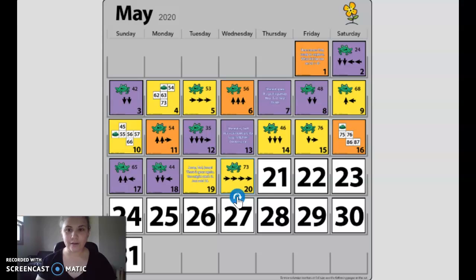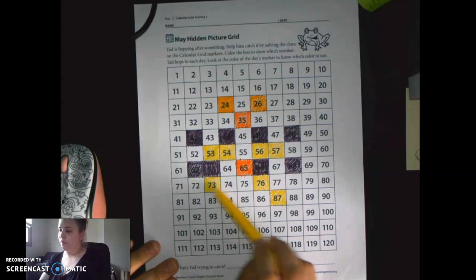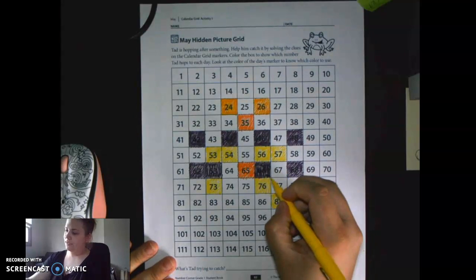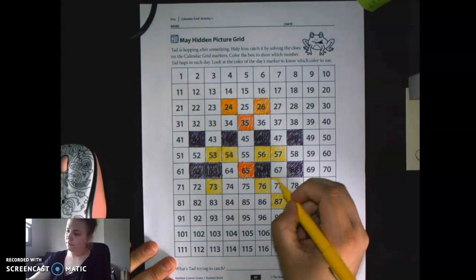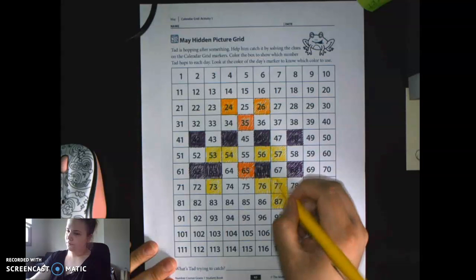We have another yellow card. We start on 73 and we go right, right, right, right. All right, let's head over there. So we are starting on 73 and we are going right, right, right, right. We land on 77. Perfect.